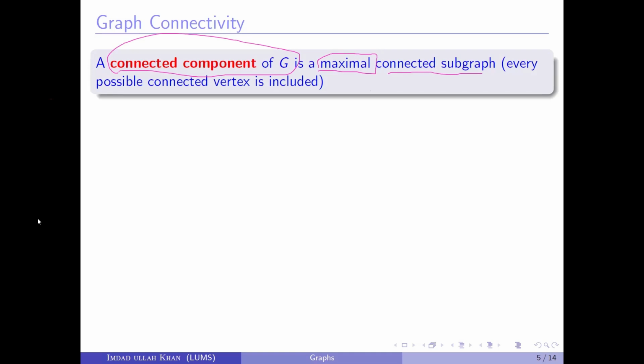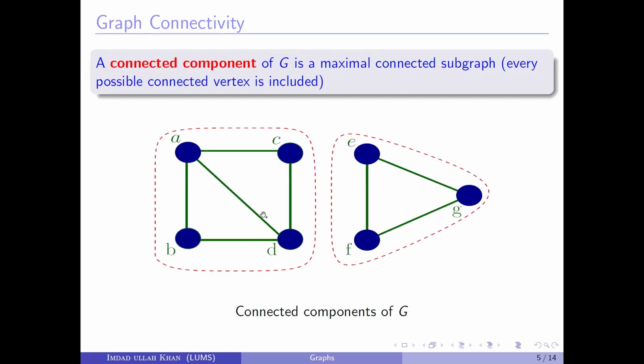Let's try to understand this concept using an example. This is the same graph that we've used for some of the ICPs in our previous slide. These red dotted lines around two sets of vertices show the connected components. The left one is connected component number one, the right one is connected component number two. So this graph has two connected components. Each component is a maximal connected subgraph.